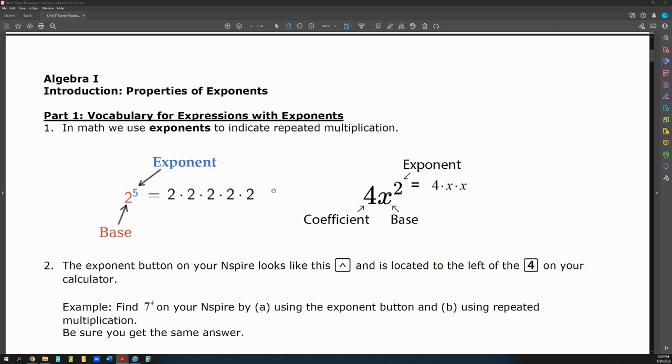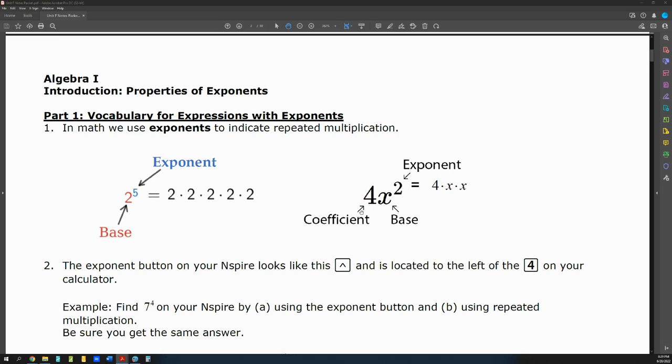I want to begin with just what is an exponent. Here we see this expression, 2 to the power of 5. In this expression, this 2 is the base, and the 5 is our exponent. We use exponents to indicate repeated multiplication. So what this means is we have 2 times itself 5 times. Or in other words, 2 times 2 times 2 times 2 times 2.